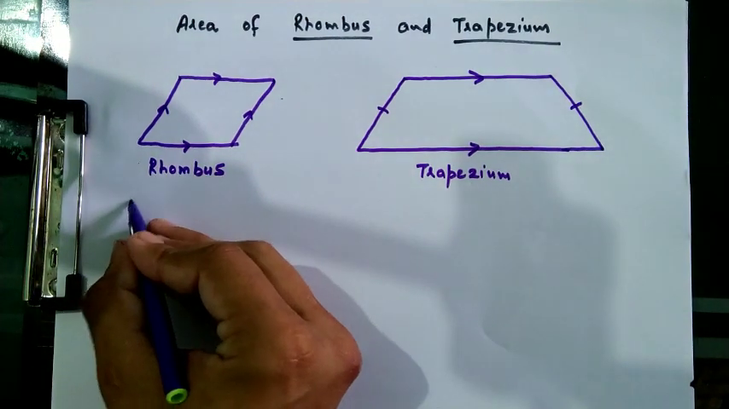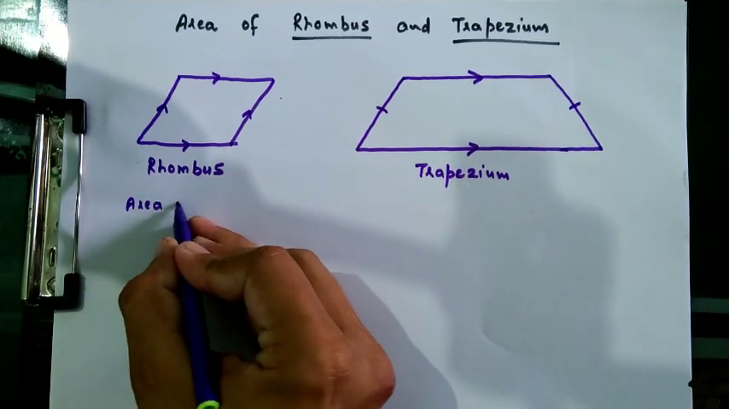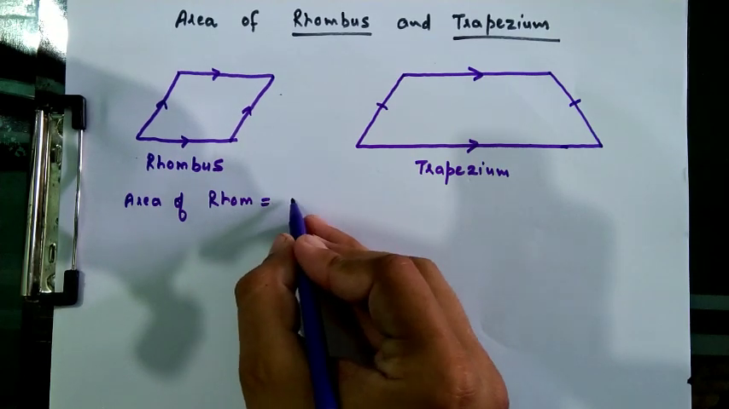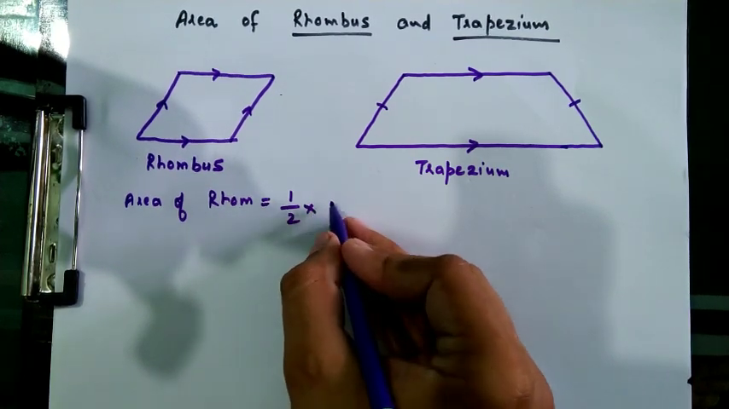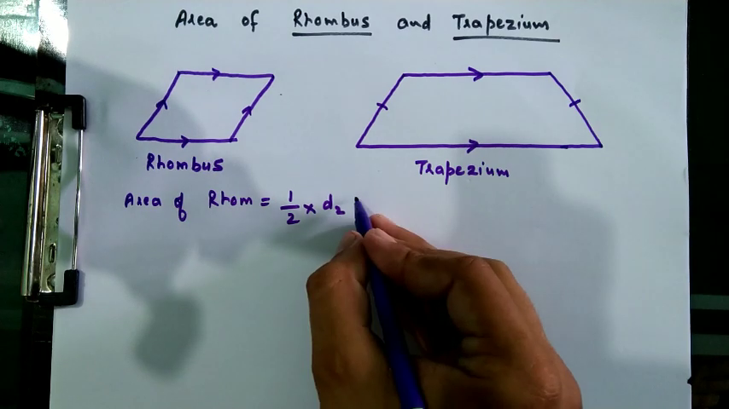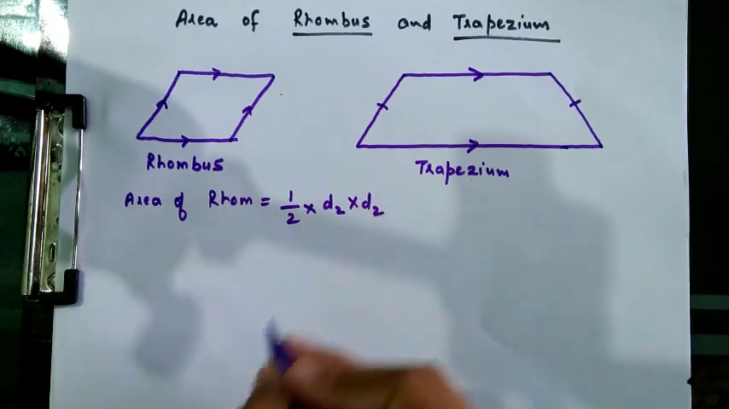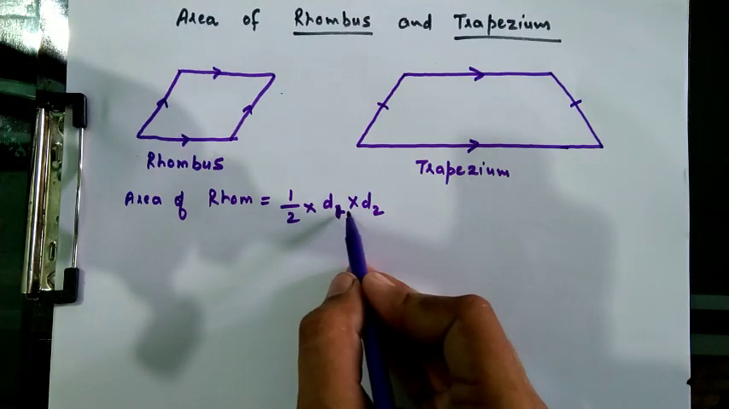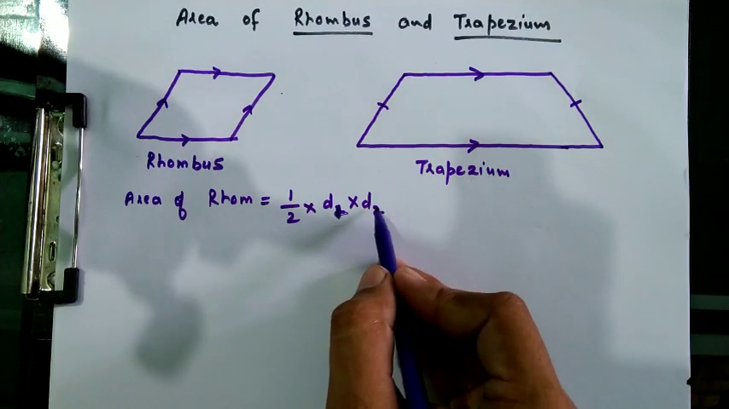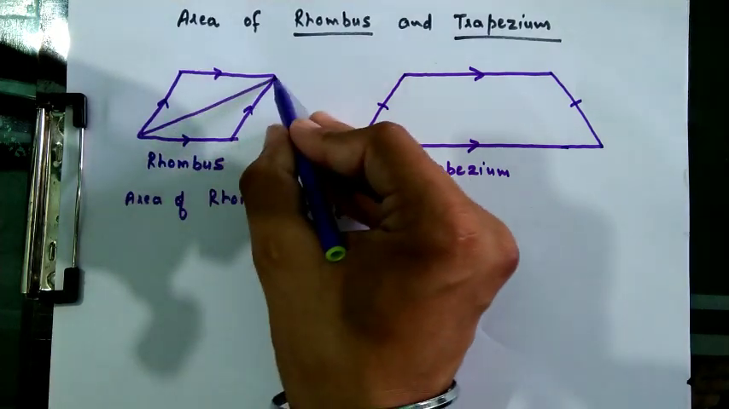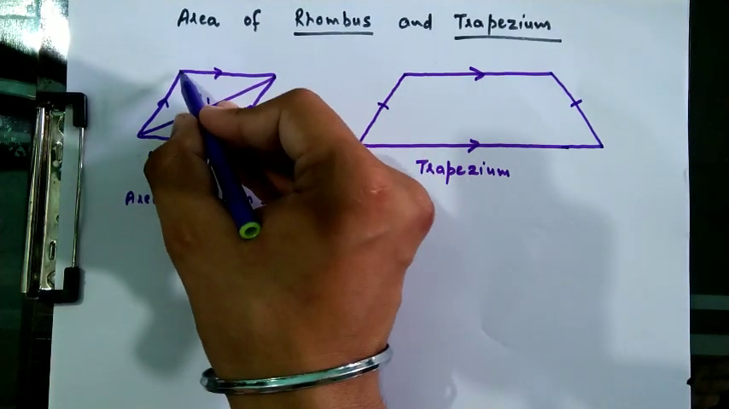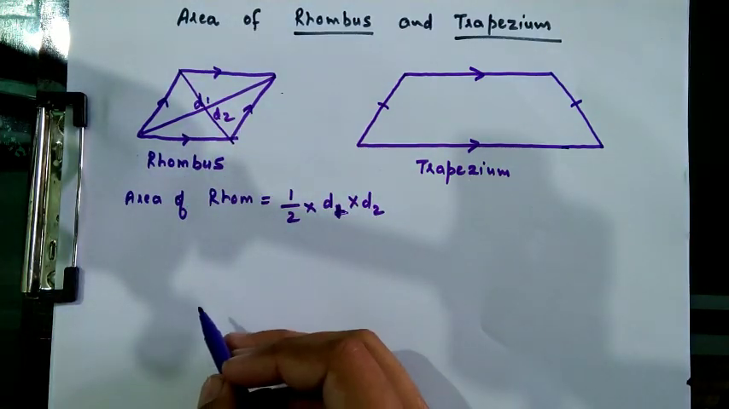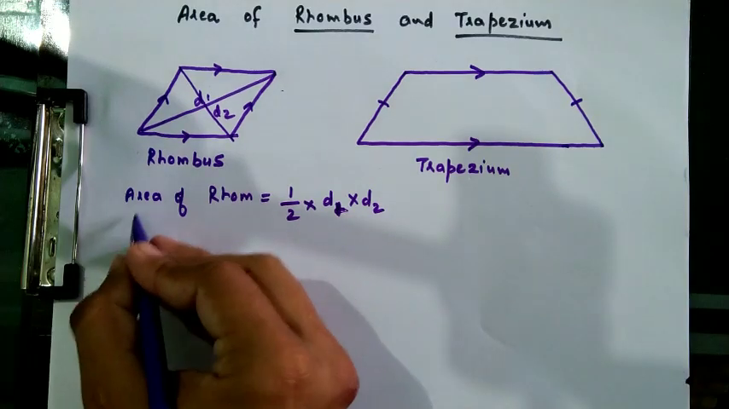So area of rhombus, as you know, is equal to half multiplied by the product of its diagonals, diagonal d1 and d2. Half multiplied by d1 and d2, where d1 and d2 are its diagonals. This is d1 and this is d2.